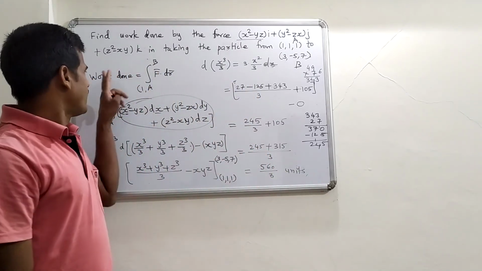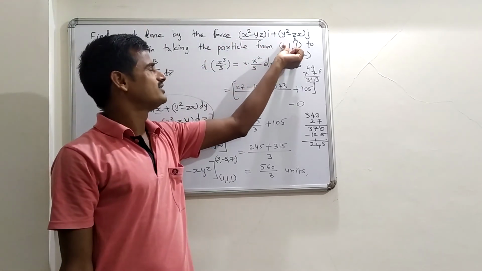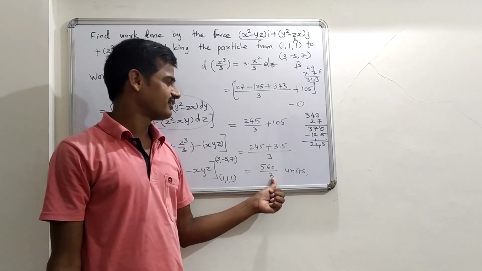So the work done by this force F bar in taking the particle from this point to this point is ultimately 560 divided by 3 units.